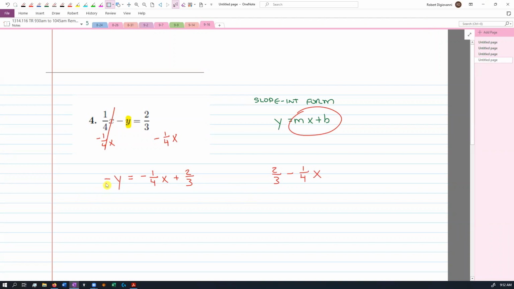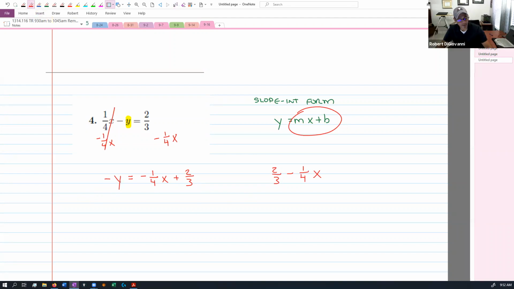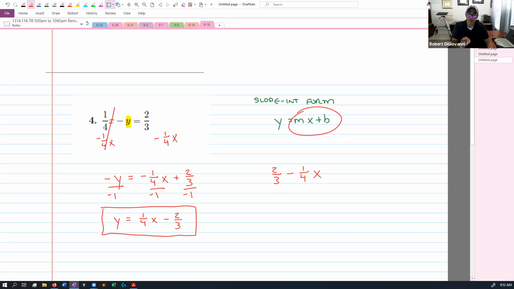Now I have negative y, I need it to be positive y. So I divide everything by -1. And all that really does is change the signs of everything. Everything that used to be positive will be negative. Everything that was negative becomes positive. So we get y equals positive 1/4 x and then minus 2/3. So there it is. That is the slope-intercept form of the line. All we've done is solve for y. As soon as you solve for y, you should now be in slope-intercept form.